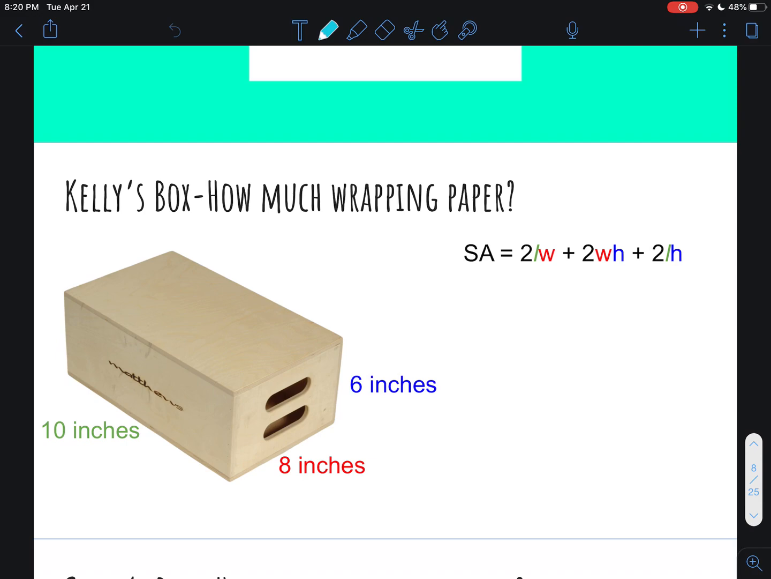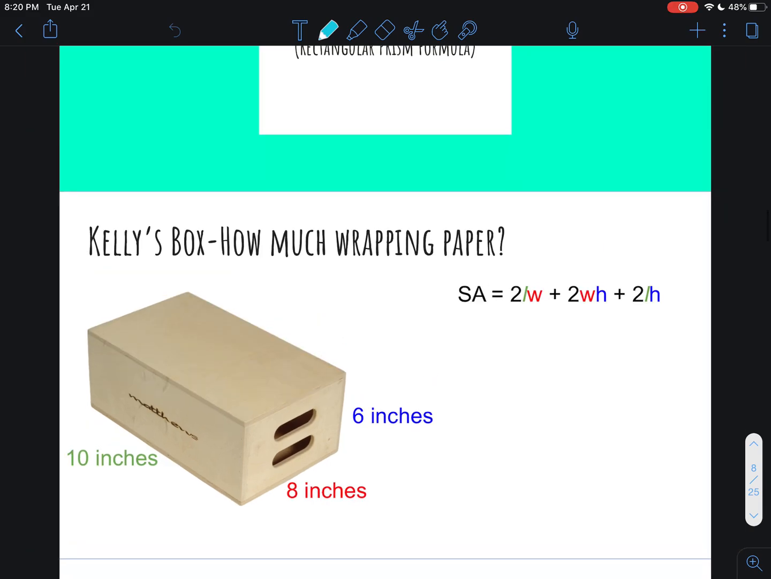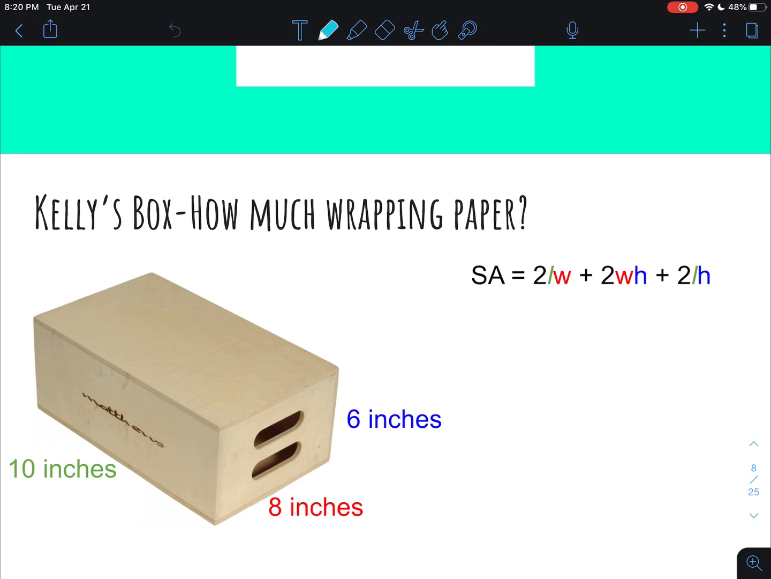So in the formula, the L does look like a 1. Please know that it's not a 1. It just stands for the length. So I always like to go and pull out what the L, the W, and the H are just to make it easier on myself. So the length, we'll say the length is 10. The width is 8. And that was the width. And then the height is 6.